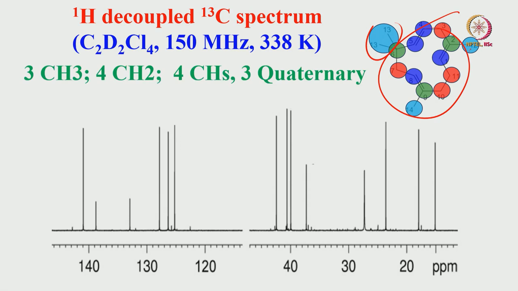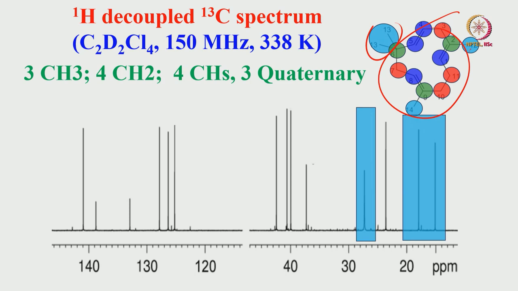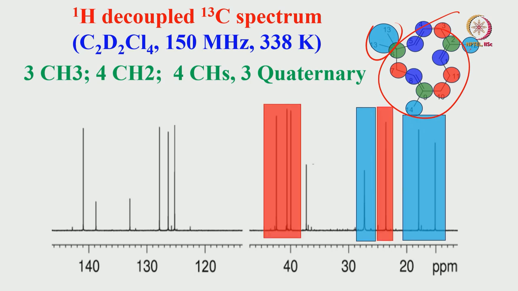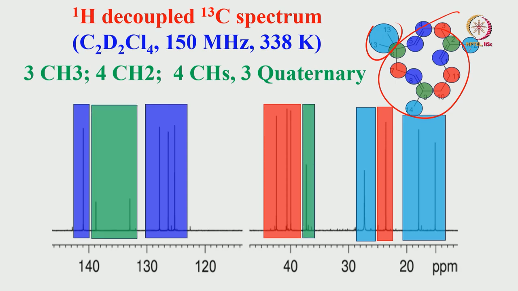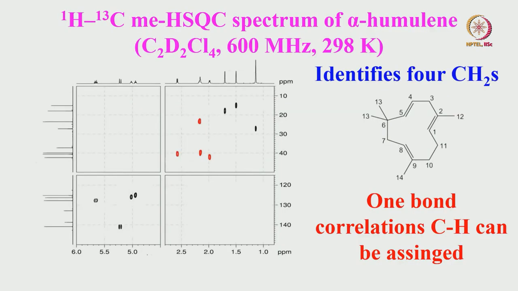We can make a rough estimate of the structure from the proton decoupled carbon-13 spectra. We can start looking at it and say. But how do you confirm it? We will see that later. These are all one group. These are all CH3, these are all CH2s, these are all CHs, the remaining are quaternary. Color coding has been done now. We can identify whether they are CH2s or not. Multiplicity edited, identified 4 CH2s, very clearly. And it is one bond, CH2, CHs can also be easily assigned now.